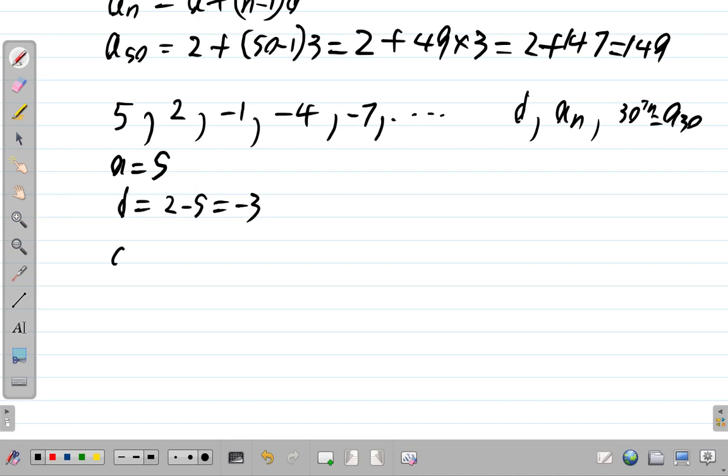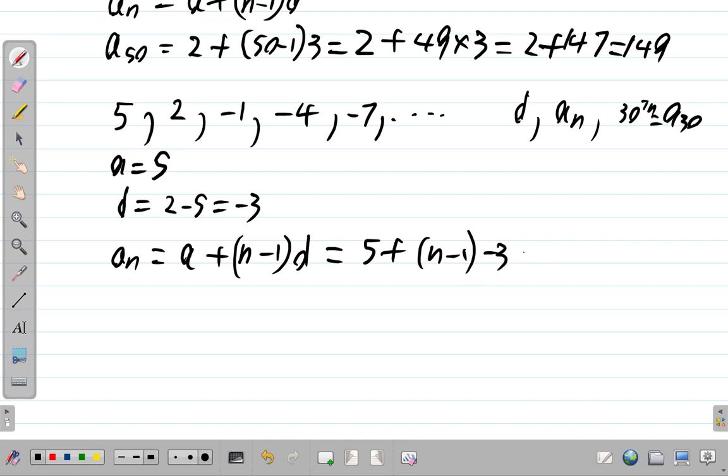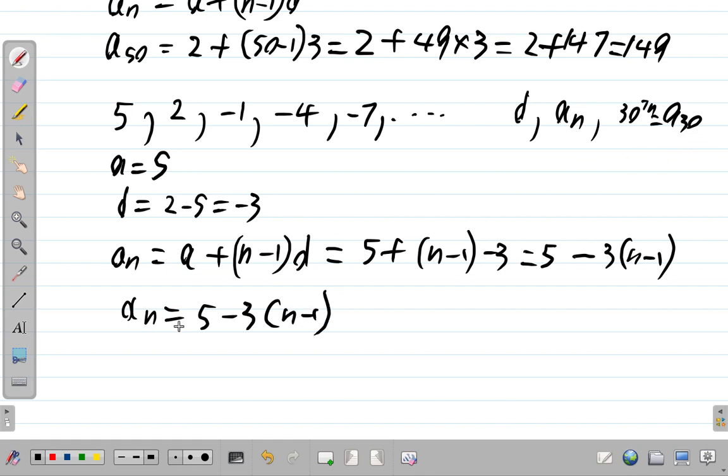What is AN? Remember, AN, the nth term, is equal to the first term plus n minus 1, the position of the term, times the common difference. Now, in this case, you have 5 plus n minus 1 times the common difference, negative 3. You could write it as 5 plus negative 3 times n minus 1, which would give you the same thing as 5 minus 3 times n minus 1. So that is AN. So what is the 30th term? A30 would be 5 minus 3 times 30 minus 1, which is 5 minus 3 times 29.